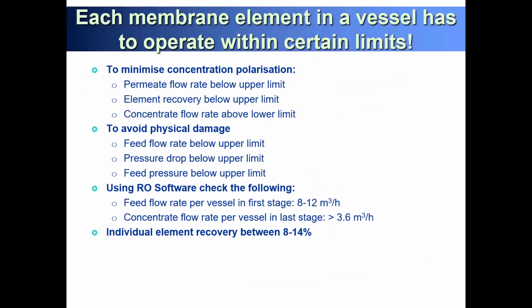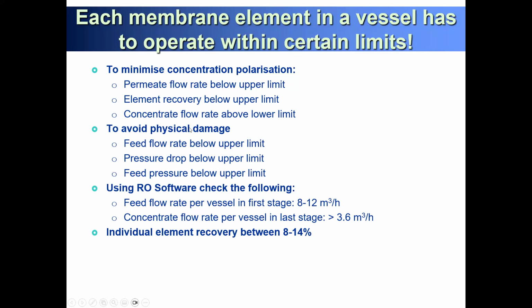Each membrane element in a vessel has to operate within certain limits. To minimize the concentration polarization, the permeate flow rate must be below the upper limit, the element recovery below the upper limit, and the concentrate flow rate above the lower limit. For an element there are certain limits for the minimum flow rate and the suggested flow rate. So you can make sure that all the membrane elements follow these flow rate limits.